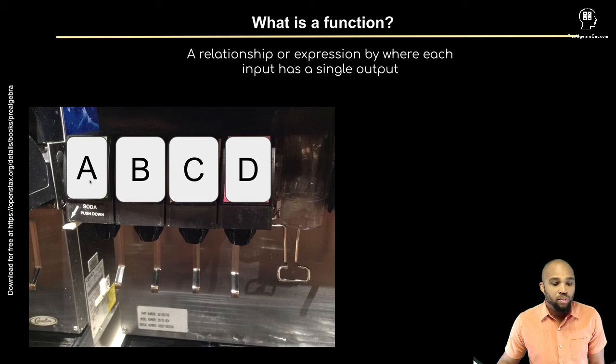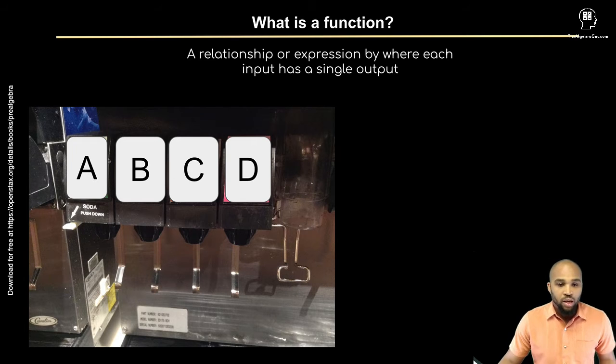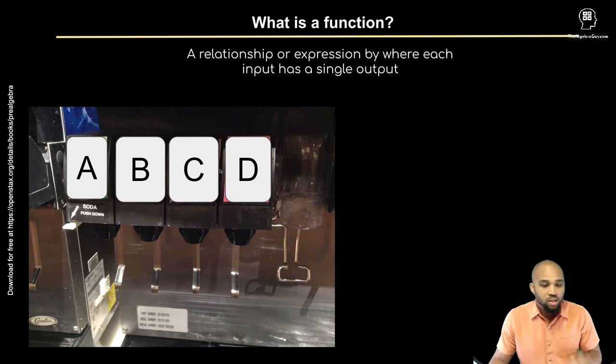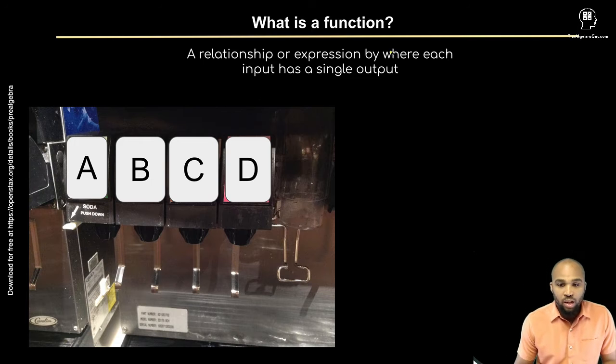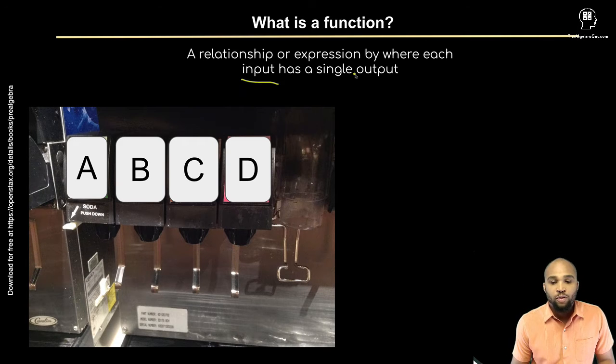I've got a little soda machine, a fountain machine, I think it's called, and we label the buttons A, B, C, D. Doesn't matter what actual drink is there. But what is a function? A relationship or expression where each input has a single output. Each input has a single output. That's very important for it to be a function.